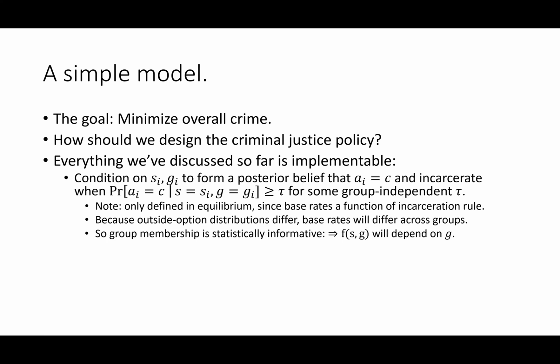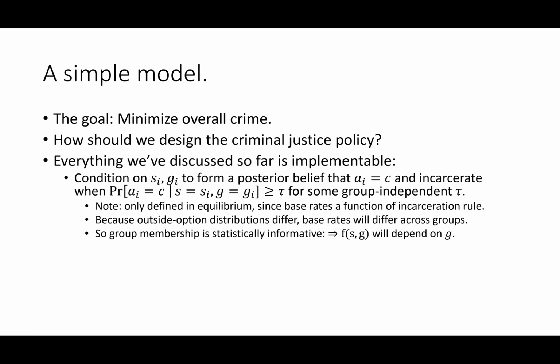So for example, if we wanted this sort of procedural equality, if we wanted to basically apply Bayes' rule and compute for every individual their posterior probability of crime and just subject every individual to a fixed threshold, we could do that, right? We could condition on everything we know about an individual, which is in this case their signal and their group. We could compute a posterior belief that the action they took was to commit crime, and we could incarcerate them exactly when their probability of committing the crime, conditioned on everything we knew about them, exceeded some fixed group independent threshold.